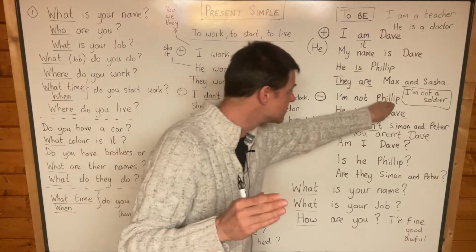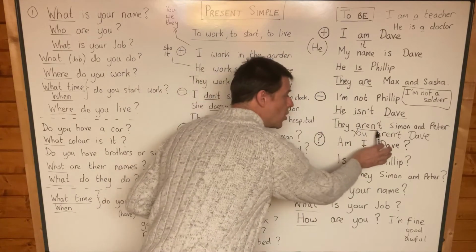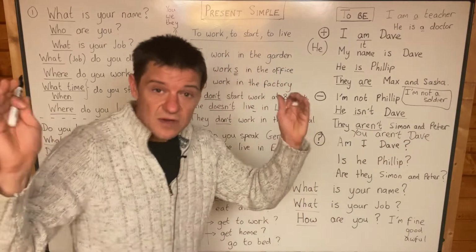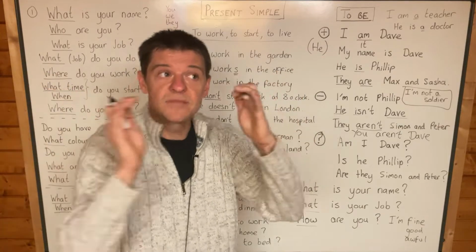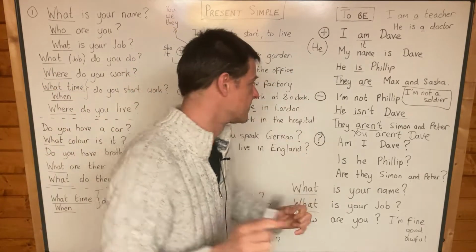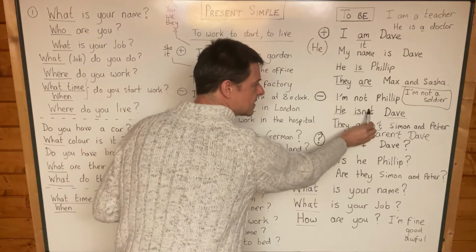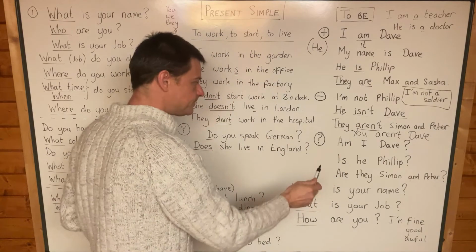I am not Philip. They are not Simon and Peter, but we say they aren't Simon and Peter. Are not becomes aren't. We make it shorter, and we put this little apostrophe to show it's shorter.